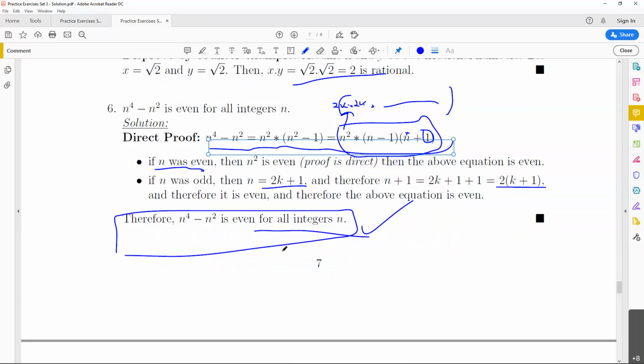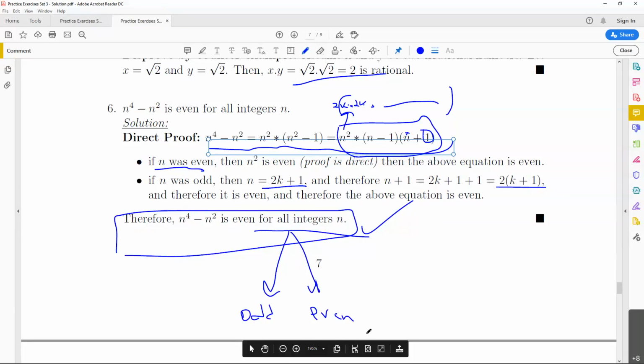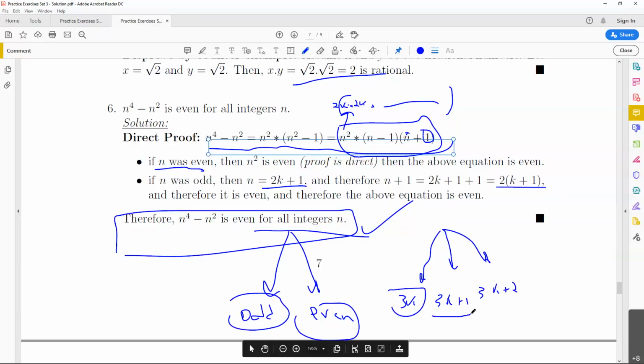For all integers n, because notice any number is either going to be divisible by 2 or not. So any number is going to be either odd or it's going to be even. You could say, hey, I want to prove it for all multiples of 3. So any number is either going to be multiple of 3 or remainder 1 or remainder 2. But obviously, you want to go with the shorter route.